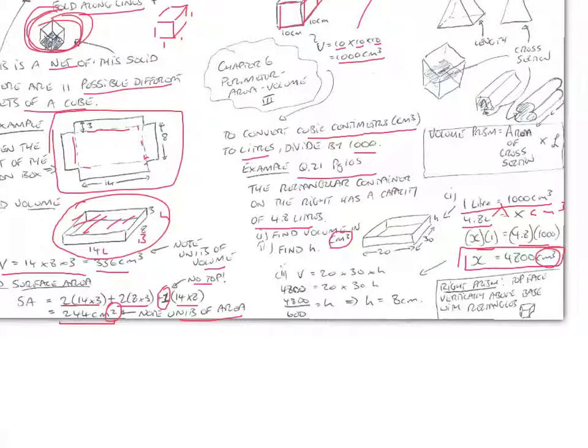Now we have to find h, this unknown. So the volume is equal to 20 by 30 by h. So we equate 4,800 equals 20 by 30 by h. h must be equal to 4,800 divided by 20 by 30, which is 600. Those two will cancel out, and 6 goes into 48. h is equal to 8.